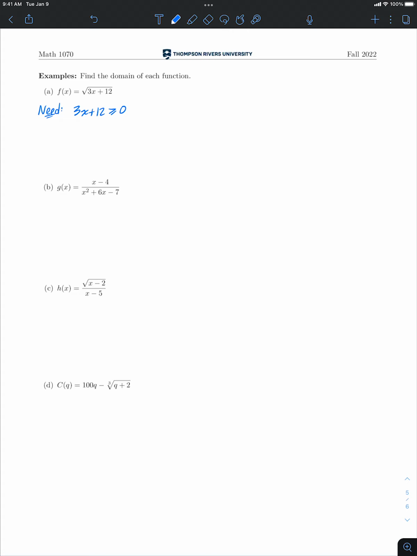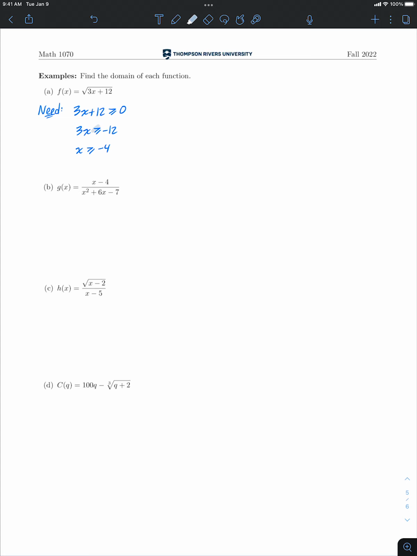Okay, and once you get to that point, now the techniques of section 1.2 are going to kick in, right? We've already talked about how to solve linear inequalities. So just do that here, right? Isolate x to simplify this. So first of all, subtract 12 from both sides. That's going to give you this, right? 3x is greater than or equal to negative 12. And then to get the x by itself, divide both sides by 3. So you'll get x is greater than or equal to negative 4.